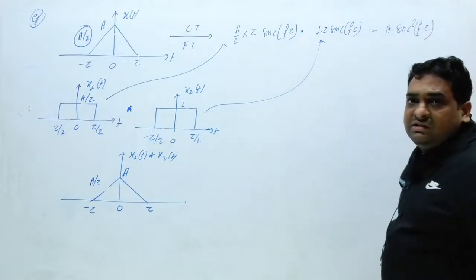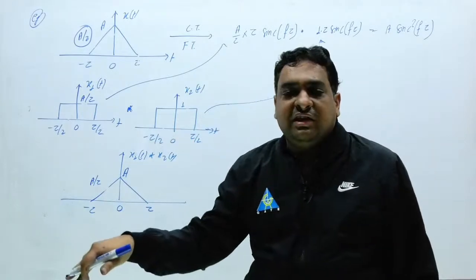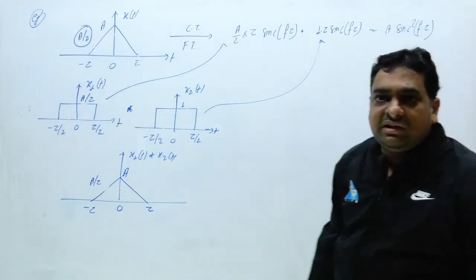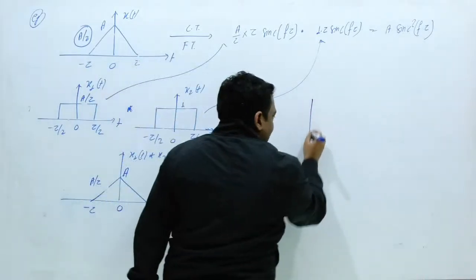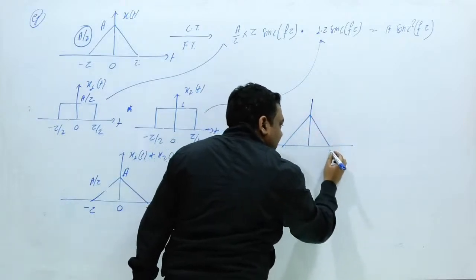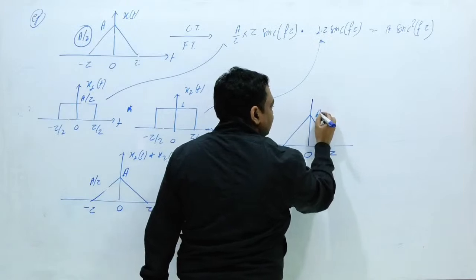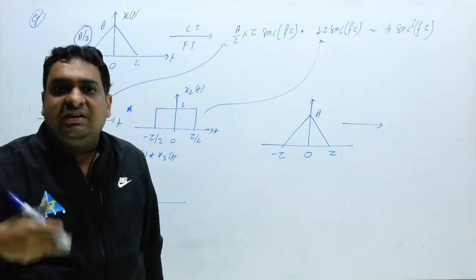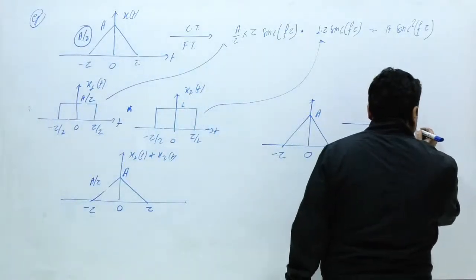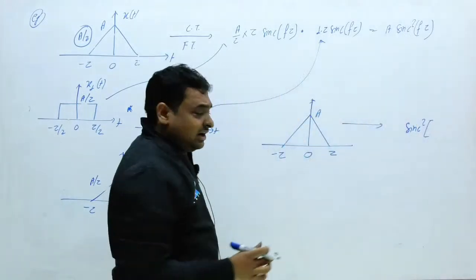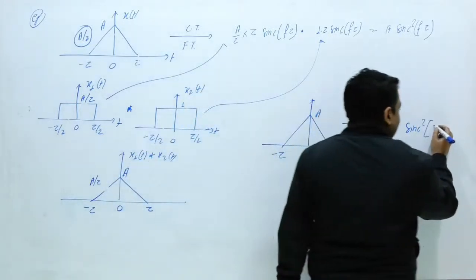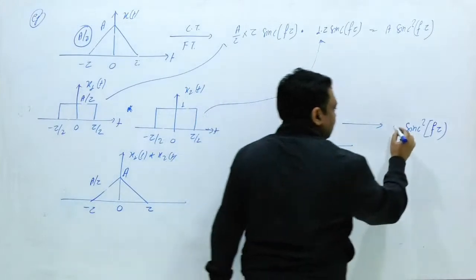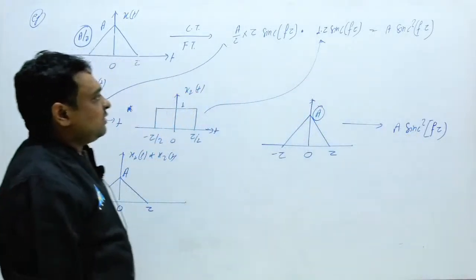This is the answer. So you should remember, for the triangular signal, what result you will get: sinc square. Now you should also remember this directly. This is tau, this is minus tau, this is 0, this is A. What is this Fourier transform? First you should remember, the triangular signal's Fourier transform is sinc square. What is the one-sided width? That is tau. So this is sinc square(f tau), multiplied by this value, A. A sinc square(f tau).